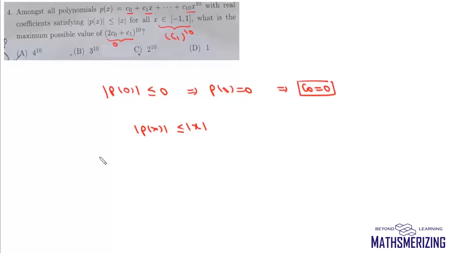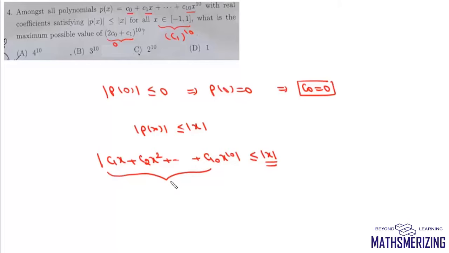Now in this case, mod of P(x) will be mod of C1x plus C2x square up to C10 x to the power 10, and it should be less than or equal to mod x. Now basically it'll be the graph of some polynomial and this is the graph of mod x.